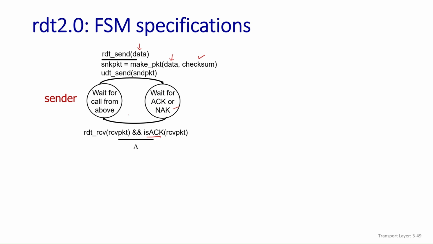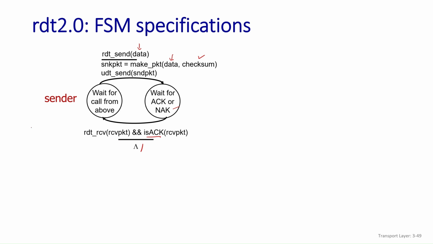So I will make a transition from this state back to the state which is wait for call from above. It means I can proceed in stop and wait. I can go and transmit the next segment. And I don't need to take any action, so no action is required. It will make a transition back to this wait for call from above.